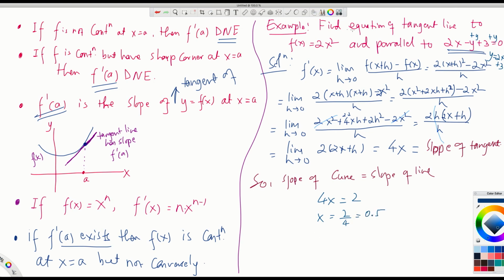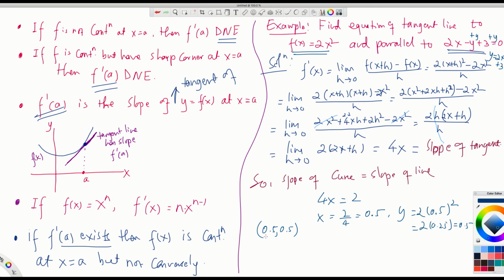Okay. Now we need to find the equation of the tangent line. So when x is 0.5, what will be y for this curve? y will be 2 times 0.5 squared. How much is that? 0.5 times 0.5 is 0.25, so 2 times 0.25 is 0.5 again. So x is 0.5 and y is 0.5 as well.